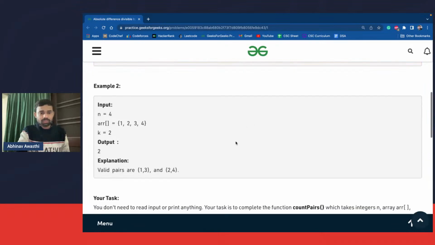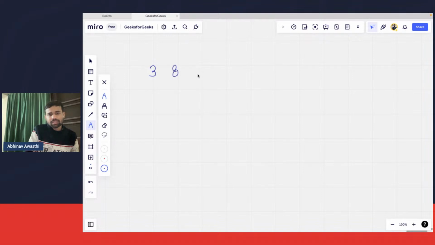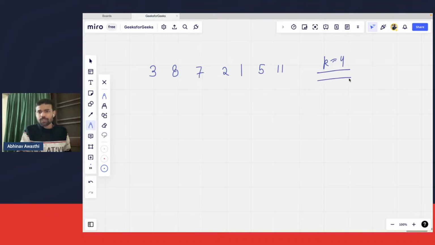Fine. So let's take an example. The example which is given to you is quite different, so let's take a different example. Let's say the numbers given to you are 3, 8, 7, 2, 1, 5, and let's take one more, 11. And the value of k is 4. Means you have to find such pairs whose difference is divisible by 4.